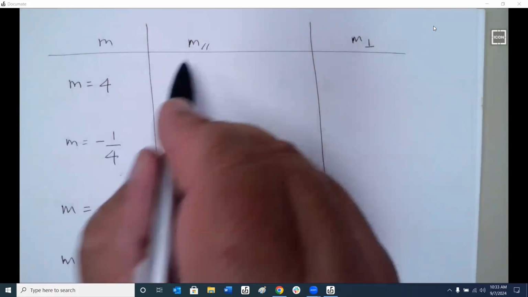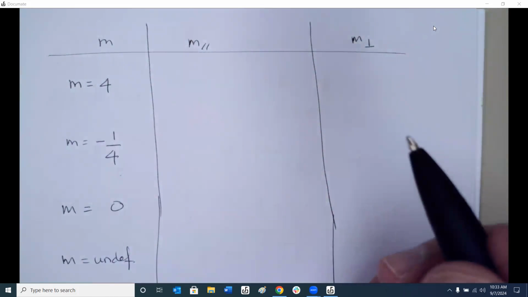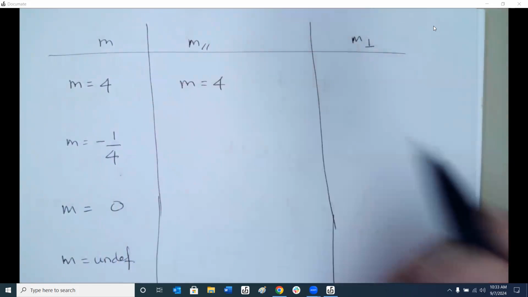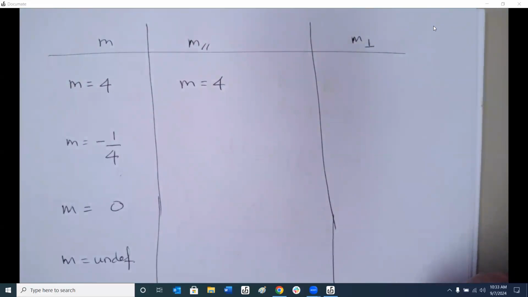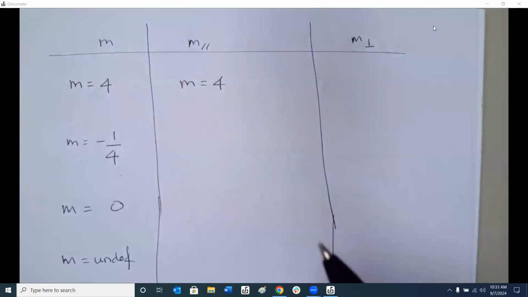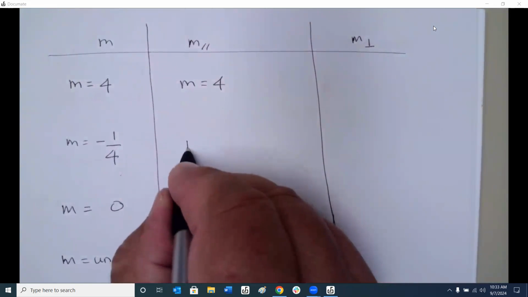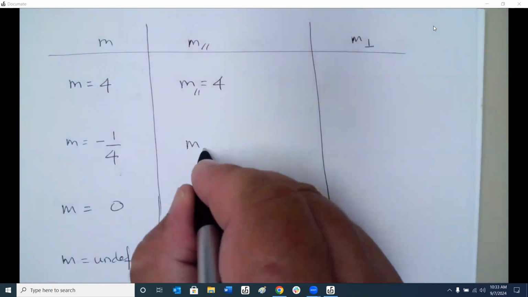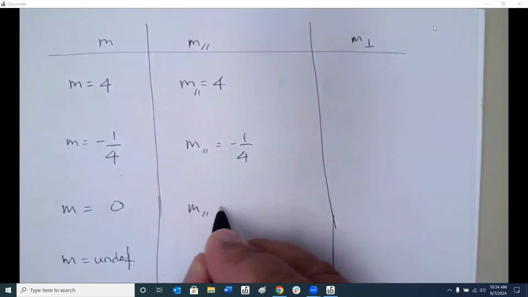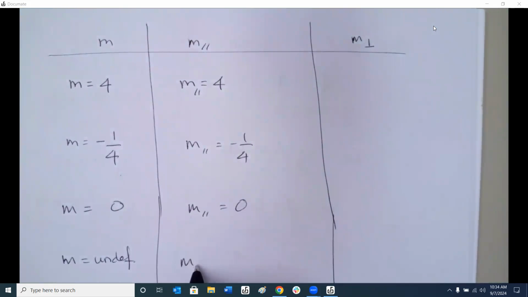So what's the slope parallel to this one? Why? Because if they're parallel, they have to have the same slope. So all of these are going to be the same. If they're parallel, it's -1/4. This one's 0. This one's undefined.